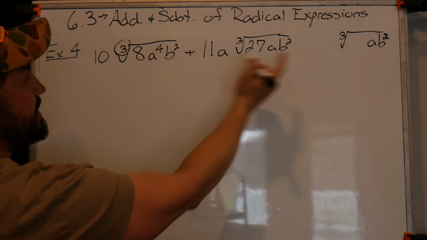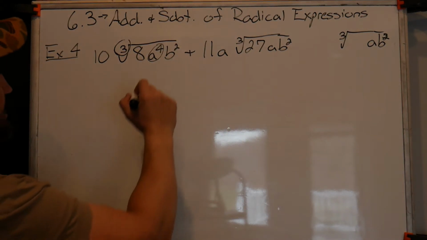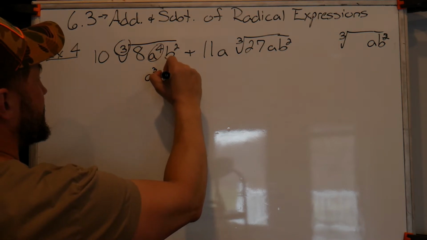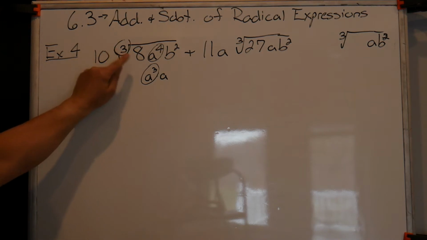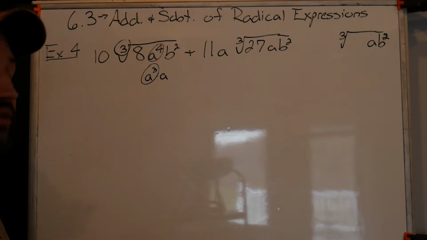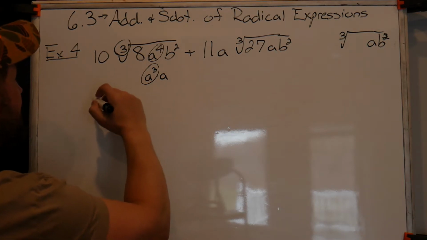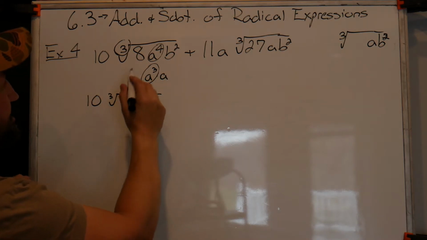Here, I have my B squared that I need. I have A to the 4th. Well, A to the 4th is A cubed times A. The whole key, when your index is 3, you're looking for cubes. If your index is 4, you're looking for anything raised to the 4th power. So what I'm going to do is rewrite. I'll take a couple extra steps in this just so you see.